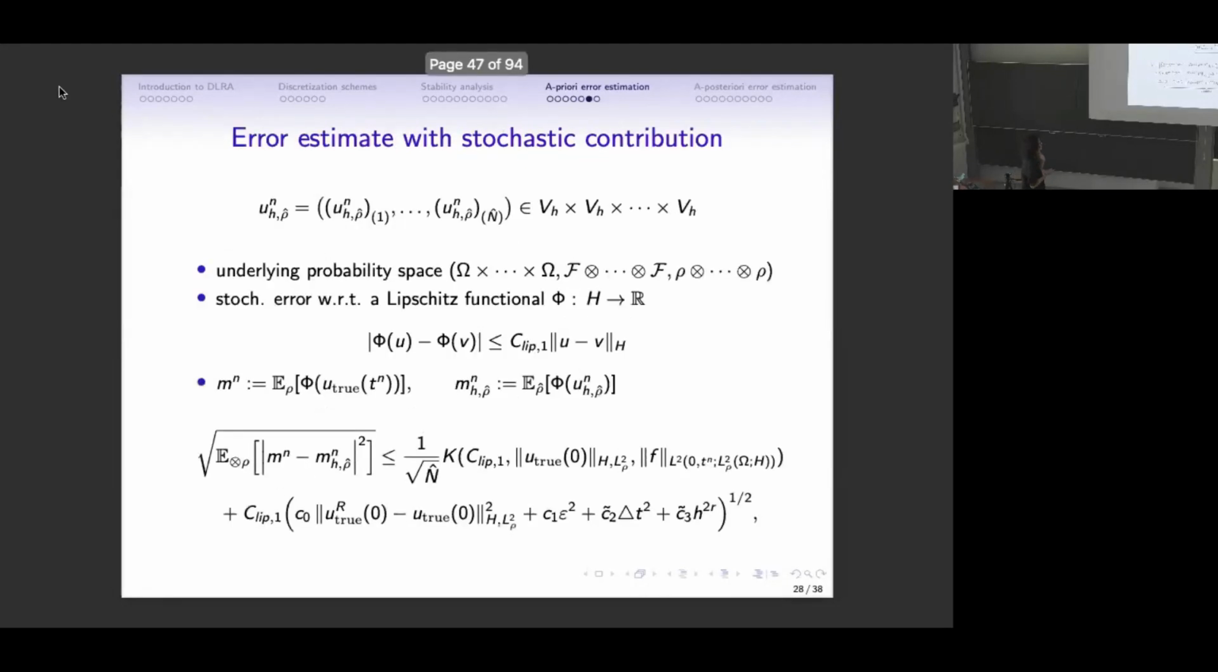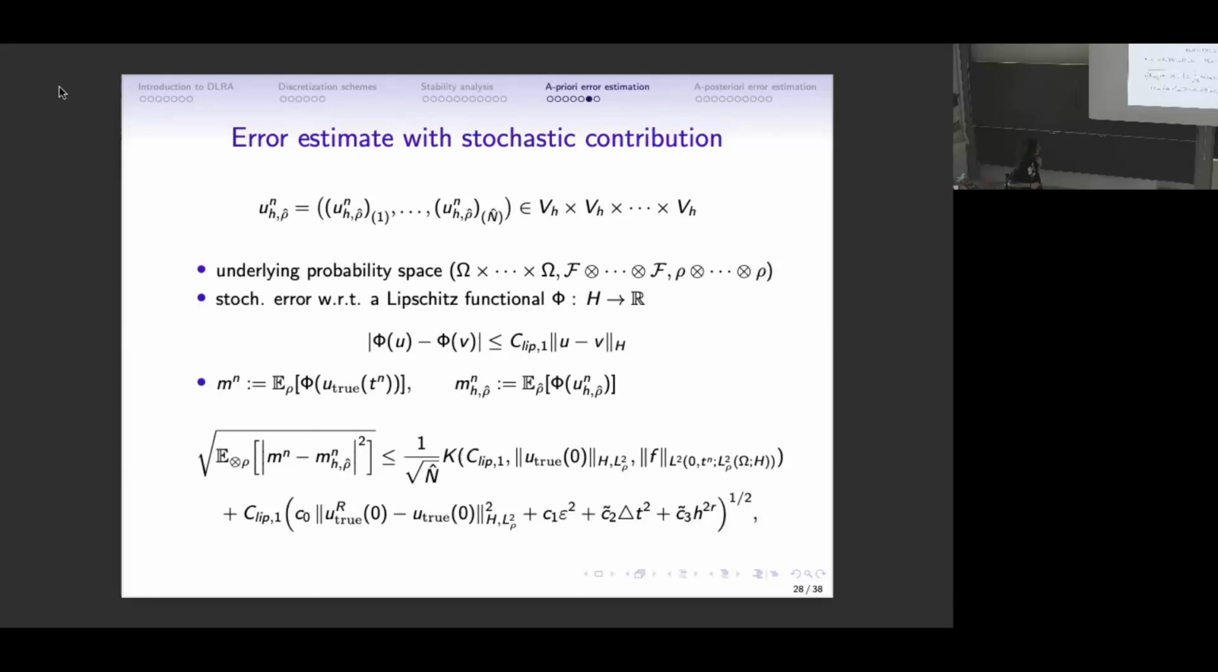And then we have an error estimate which accounts for the stochastic contribution. So if now I denote this set of all of my discrete solutions at those particular sample points, my probability space becomes this product space of omega. And I can derive an estimate of the stochastic error with respect to a Lipschitz functional phi, which takes a function from H and gives you a real value. I denote by M_n this true mean value of phi evaluated in the true solution, and then M_n^{H,rho} is the sample mean value of phi evaluated in the discrete solution. And you can bound the mean square root error of these two quantities.